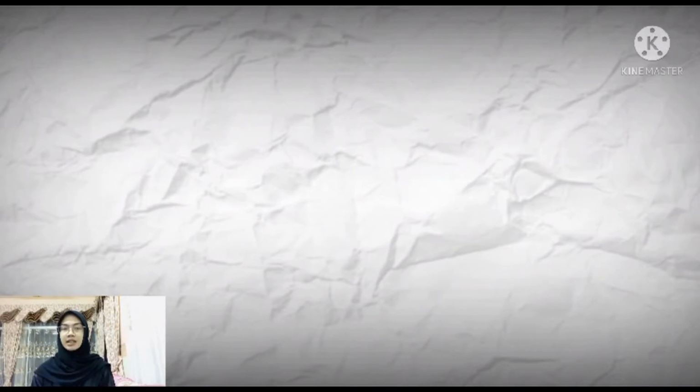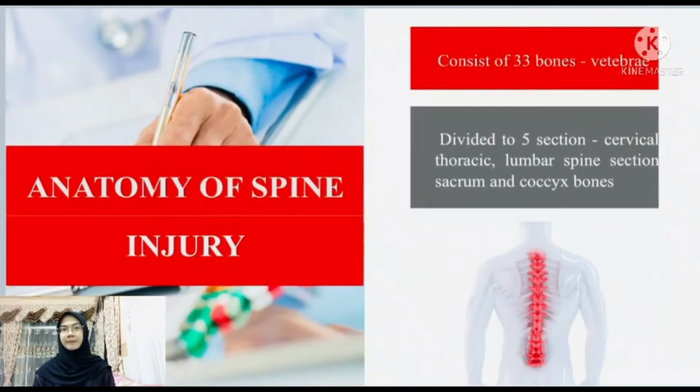So in this video today, I'm going to present about the anatomy of spine injury. As we all know, the human spine consists of 33 bones, or we call them vertebrae, which are separated by intervertebral discs. These vertebrae are divided into 5 different parts, which are the cervical vertebrae, thoracic, lumbar spine section, sacrum and coccyx bones. So we will go through them one by one.